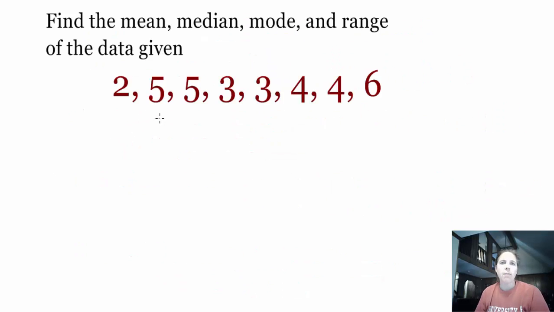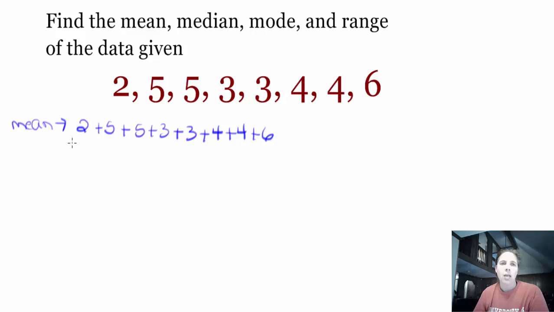Okay. So find the mean, median, mode, and range of the data given. Mean, remember, is the average. So do you remember how to do average? You just add the numbers up and divide by how many there are. So 2 plus 5 plus 5 plus 3 plus 3 plus 4 plus 4 plus 6. And we're going to divide it all by 1, 2, 3, 4, 5, 6, 7, 8. We're going to divide it all by 8.